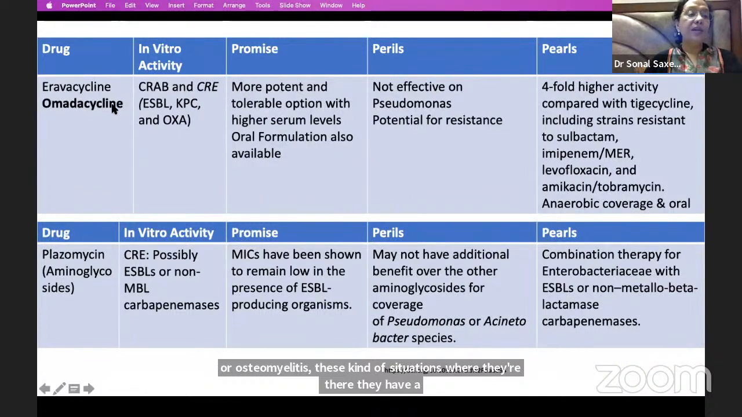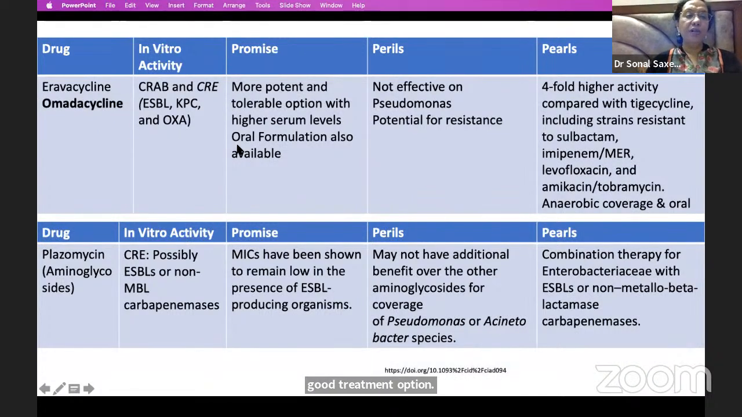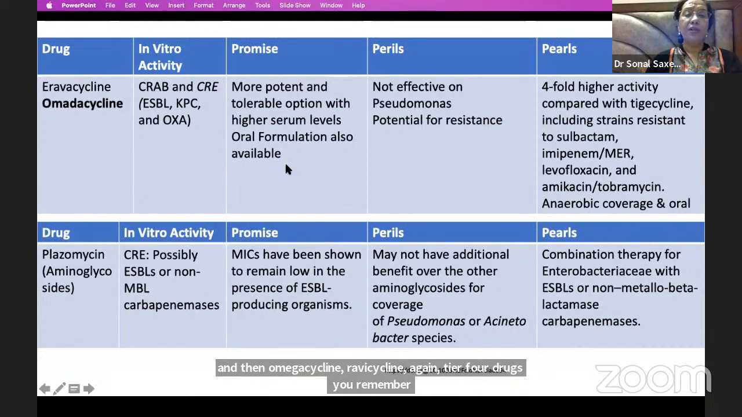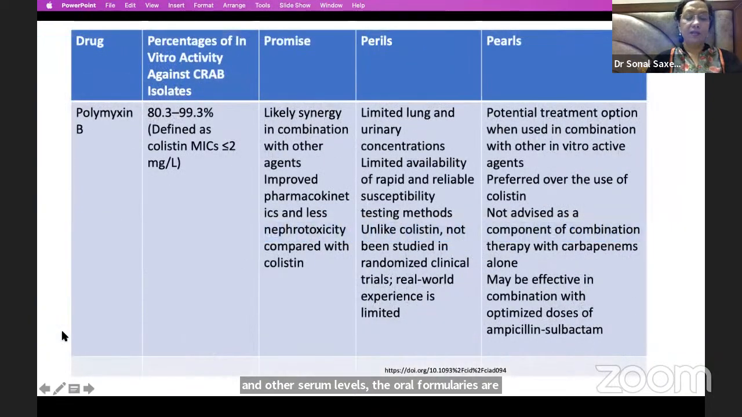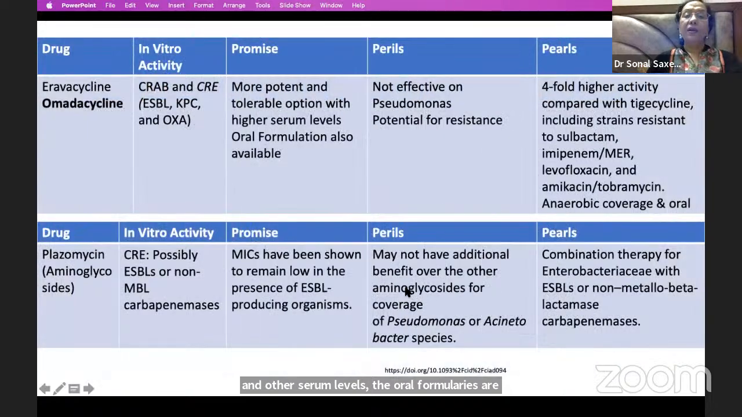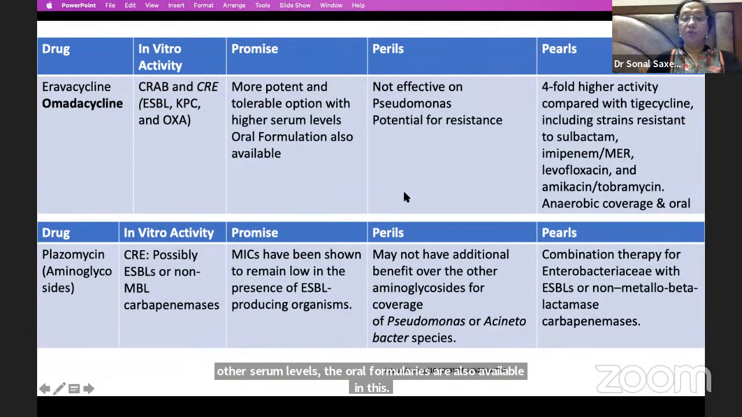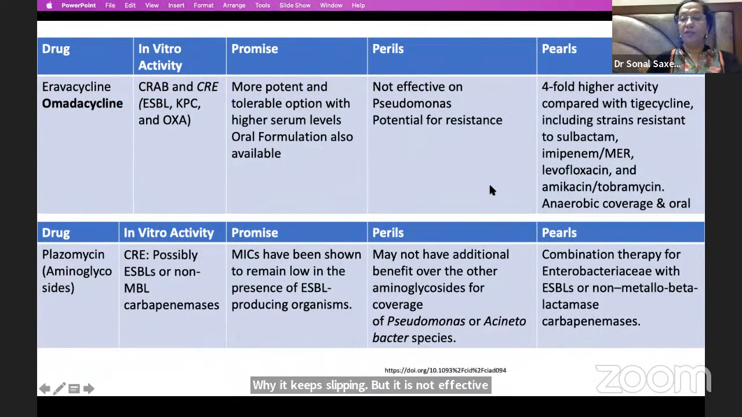And then omadacycline, eravacycline, again tier 4 drugs, you remember, work for CRAB and for CRE, which are more potent and tolerable options, with better serum levels. Oral formulations are also available. But it is not effective on Pseudomonas, and it has a potential for resistance. It has a 4-fold higher activity as compared to tigecycline.